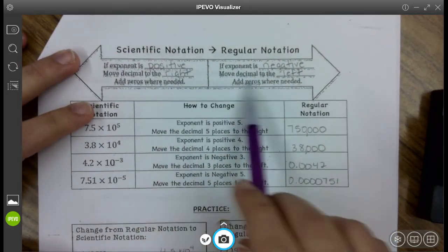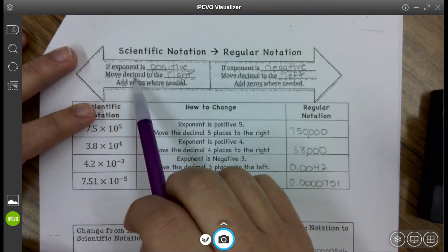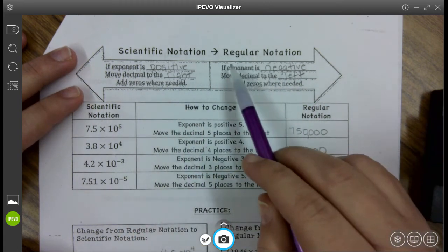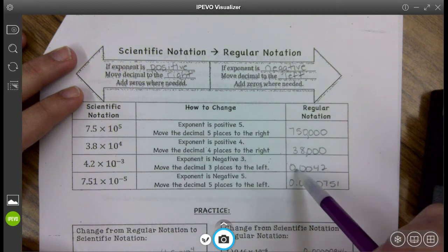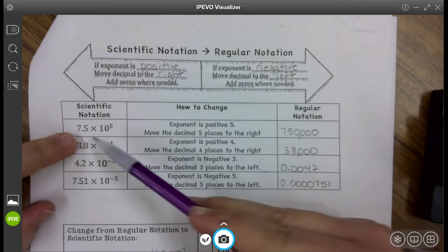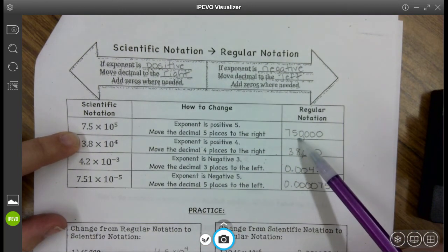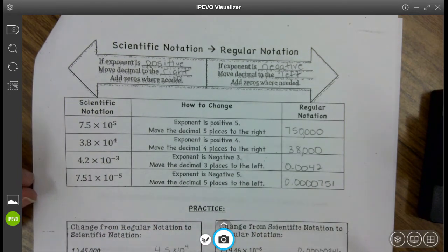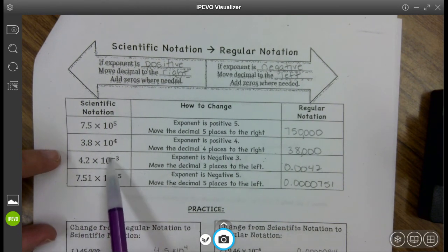If we look up top here and fill in the few blank spots, it says if the exponent is positive, then we're going to move the decimal to the right, add zeros where needed, and also don't forget the commas. If the exponent is negative, move the decimal to the left and add zeros where needed. And like I said, don't forget the decimals. So if we have 7.5 times 10 to the 5th in scientific notation, our standard form turns into 750,000 because I moved this 5 times. And with the negative, remember, when it's a negative, we move our decimal to the left however many times it says.